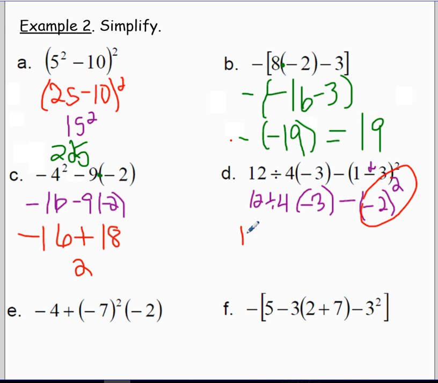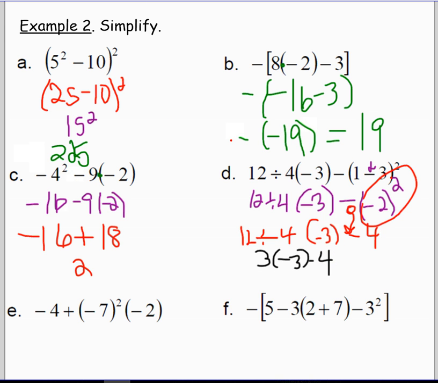So we'll do 12 divided by 4 times negative 3 minus, and then that's negative 2 as a base, so negative 2 times negative 2 is a positive 4. But notice we still had this negative sign that brought down into the problem. Now we need to tackle multiplication and division from left to right. And so 12 divided by 4 would come first, which is 3. So we have 3 times negative 3 minus 4.